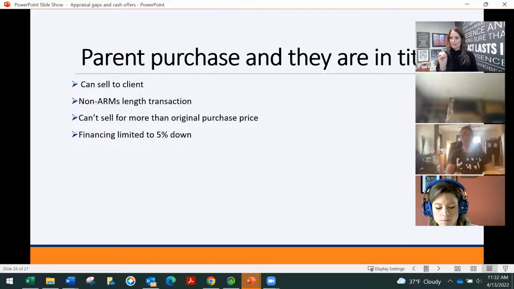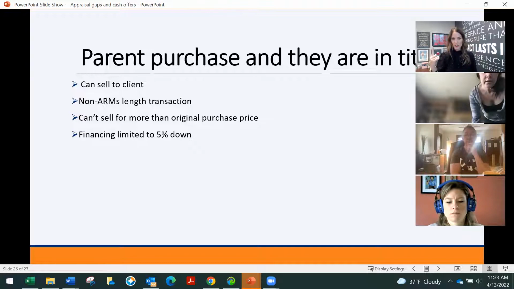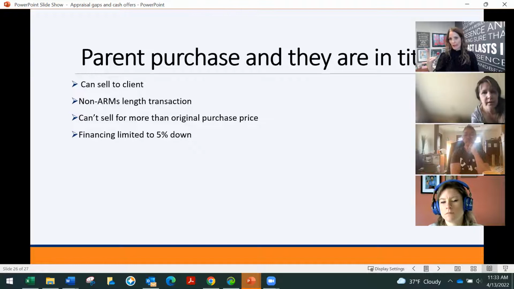Parents purchase, they put it in their own name. So they buy a property for the kids, it's in the parents' name. Now the parents can sell it to the kids. So really, there's got to be a purchase contract drawn up. There is no waiting period.